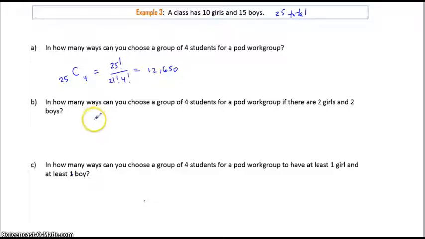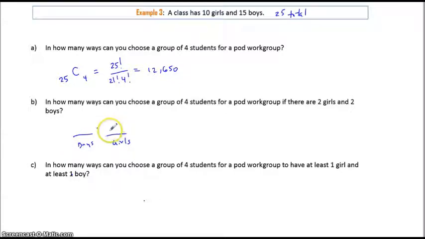Well, this gets a little bit more tricky because now we're not just dealing with a single group of 25 students anymore. We have 2 separate groups, 10 girls and 15 boys. So we have to go back to our trusty multiplication principle and think about the boys separately from the girls. So here we want 2 girls.